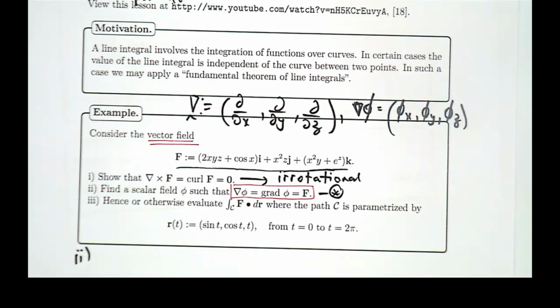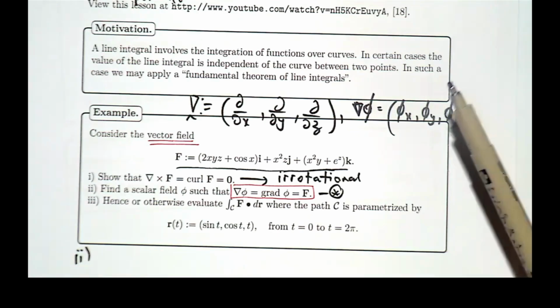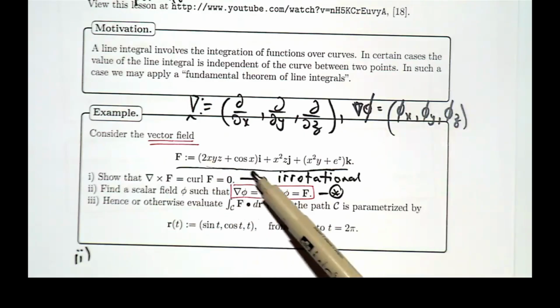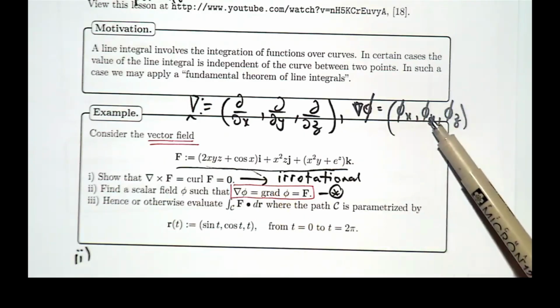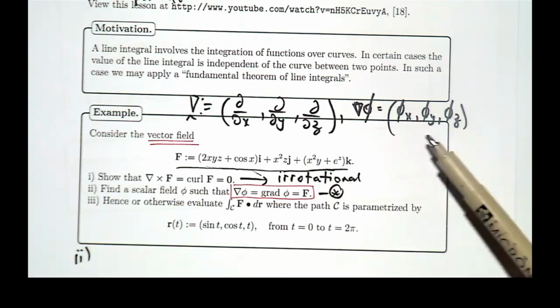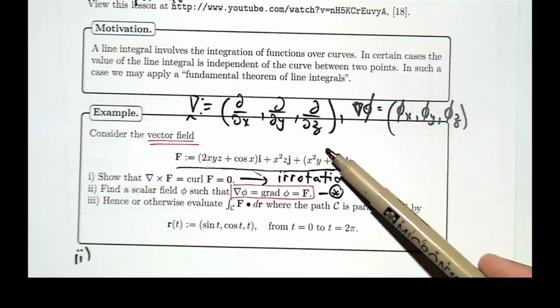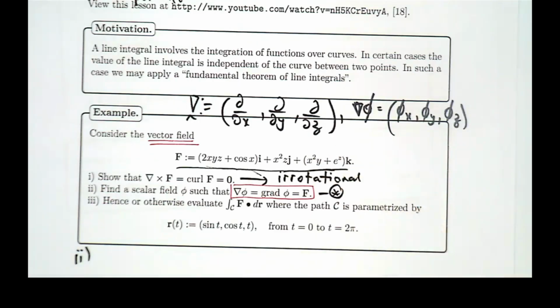Find a scalar field phi such that gradient of phi equals the original vector field. So what does that involve? Well, we want d phi dx to be that mess. We want d phi dy to be that mess. And we want d phi dz to be that mess. If those three equations are satisfied, then we can find a phi. So here's what we want to solve.